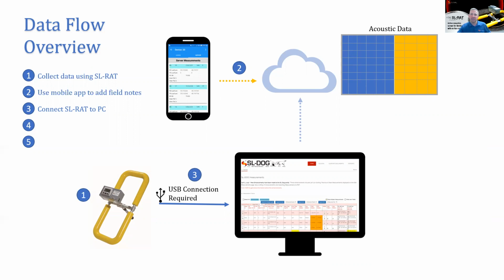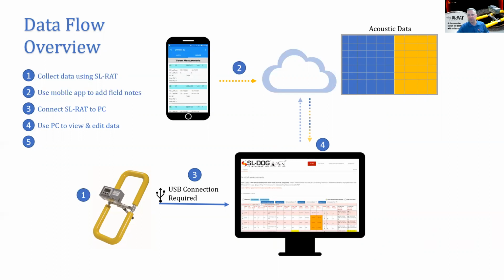The mobile app data and SLRAT data are merged using the measurement ID number that I've mentioned so many times. So it is critical to make sure that the acoustic measurement done in the field corresponds correctly with the data collected in the mobile app. Once the SLRAT has been uploaded to the cloud, you can then proceed to step 4, which is to log into your own SLDog portal account from any internet-connected device.